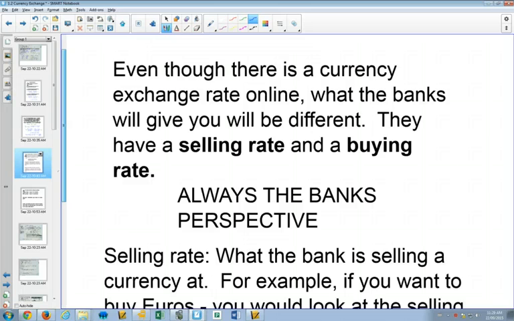And when you're talking about a buying rate and a selling rate, it's always from the bank's perspective. What they're selling and what they're buying. So it's always going to be opposite of what you want to do. If you want to buy euros, you have to look at the selling rate. If you want to get rid of your euros, because you want to sell them, you have to look at the buying rate. So it's always the bank's perspective, which is always not your perspective. It's always the opposite.